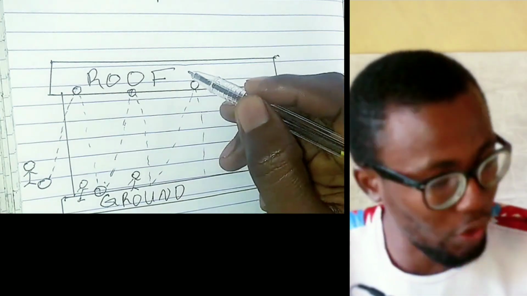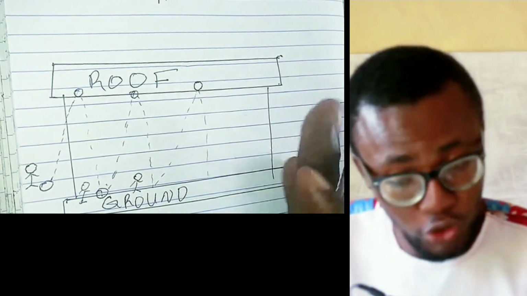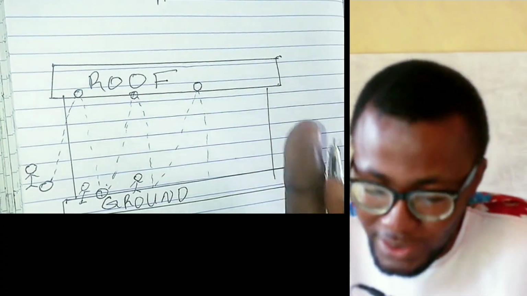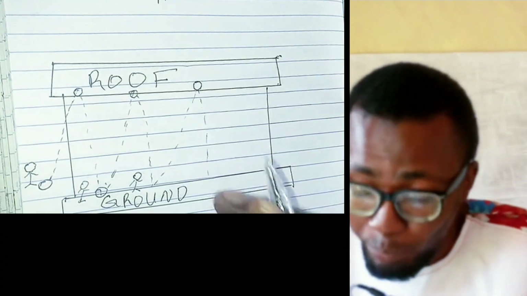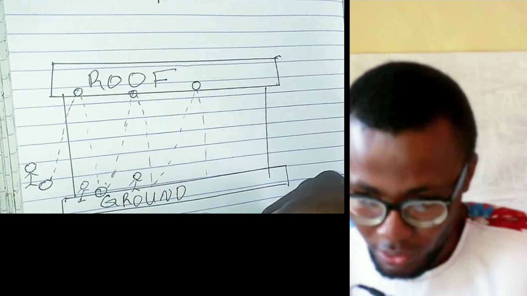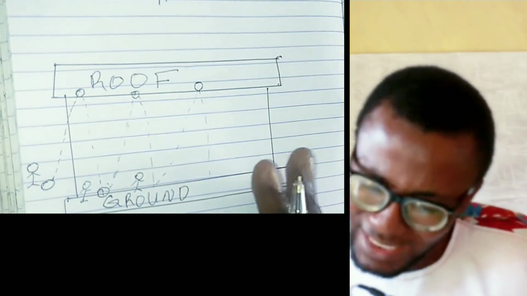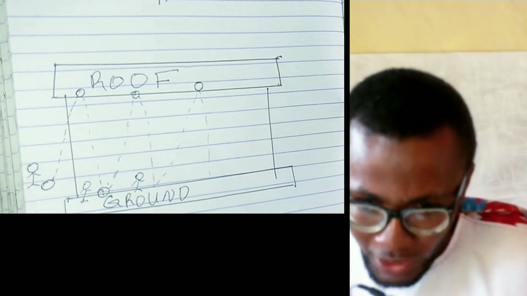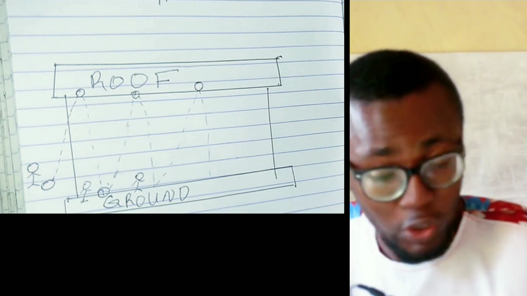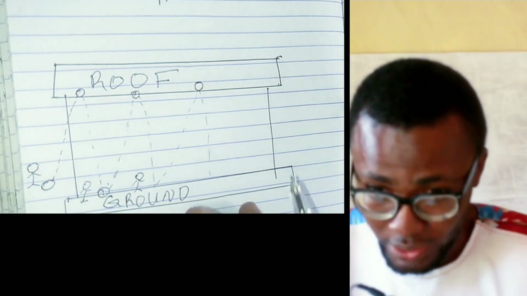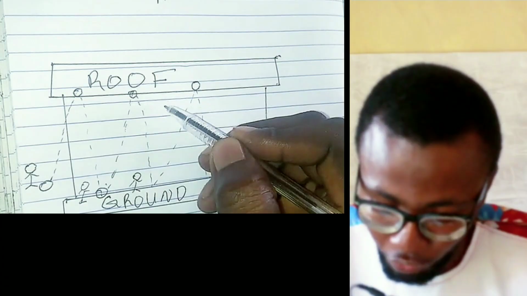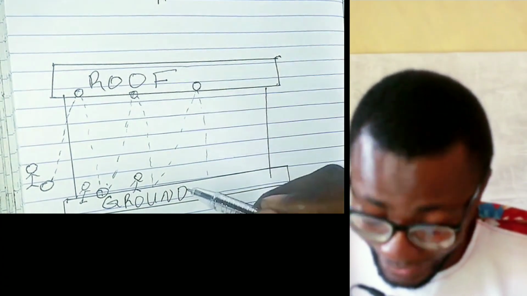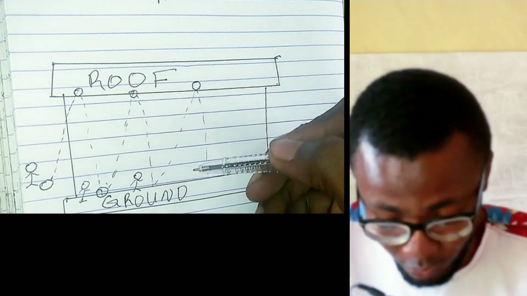So the roof is what they call the resistance. The ball was going up, but the roof is resisting the ball from going up the more. Then when the ball reversed and started going down, the ground supported the ball. So instead of the ball going down the more, the ground prevented the ball from going down the more. So the roof prevented the ball from going up the more. The ground prevented the ball from going down the more.